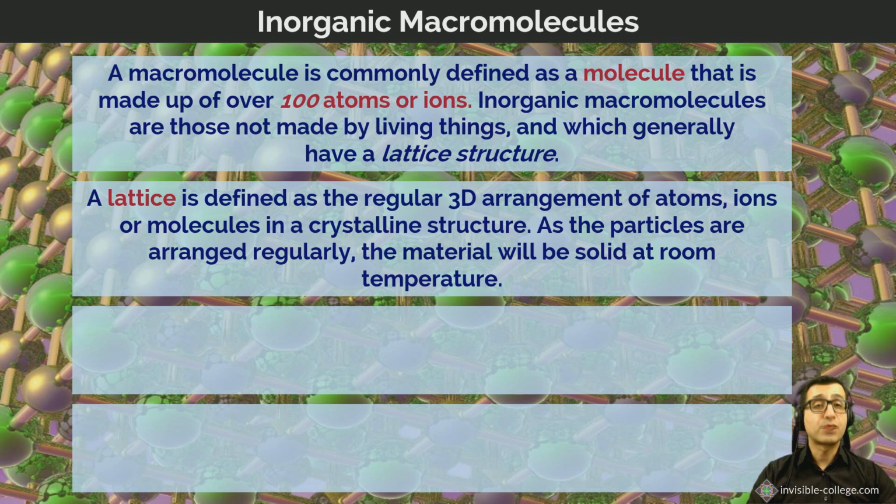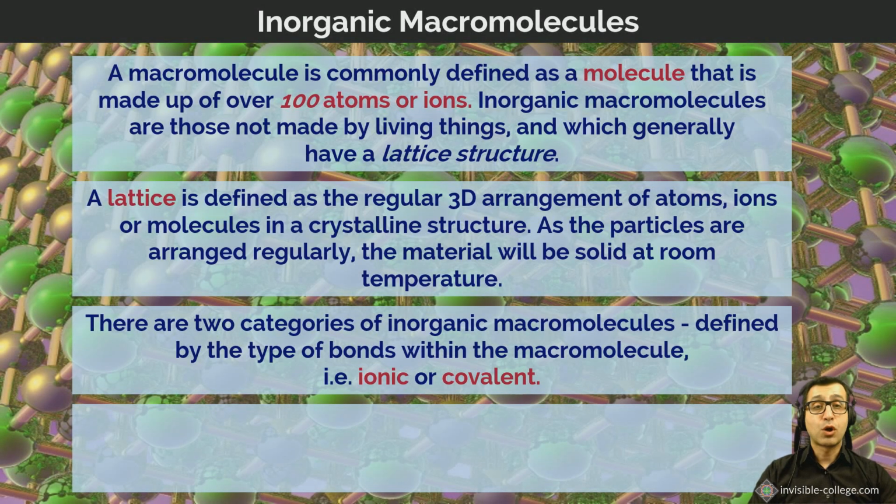Now, there are two categories of inorganic macromolecules. These are defined by the types of bonds within the macromolecule, the bonds between the atoms or the ions. So if the macromolecule is made up of ions, it is an ionic macromolecule. If it's made up of covalent bonds between atoms, it's called a covalent macromolecule.